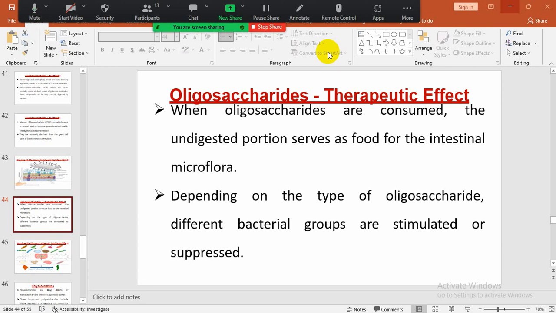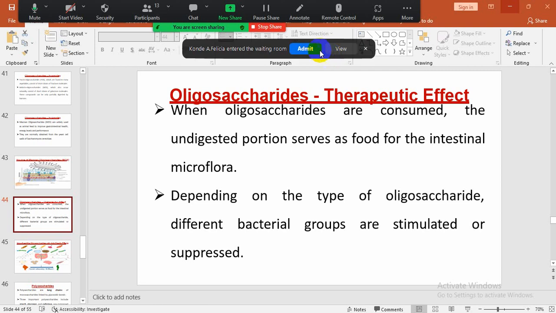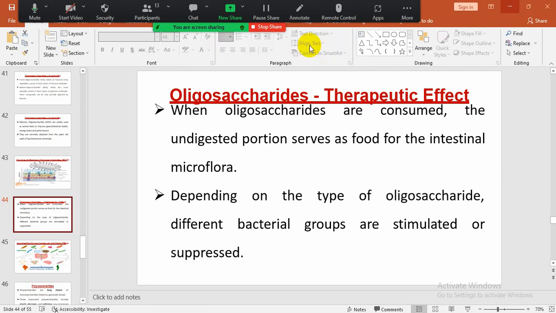So now the disease causing organism will grow. It will grow and outgrow the normal microbial flora. Then you will start having rashes, diarrhea and other things, because you have taken a lot of antibiotics and other things and you have killed them. So now when the disease causing organism comes there, it will cause a clinical disease. Depending on the type of oligosaccharide, different bacterial groups are stimulated or suppressed.